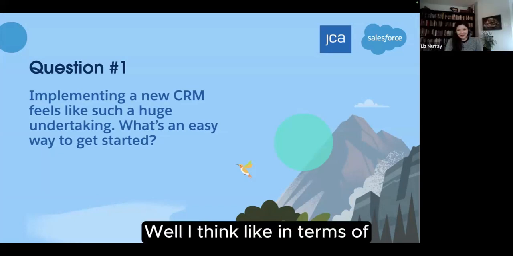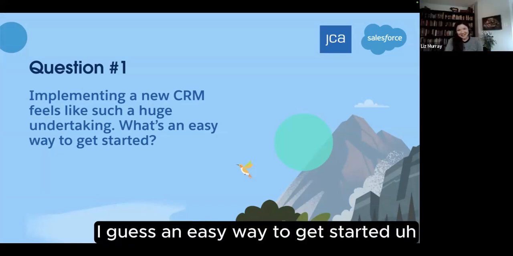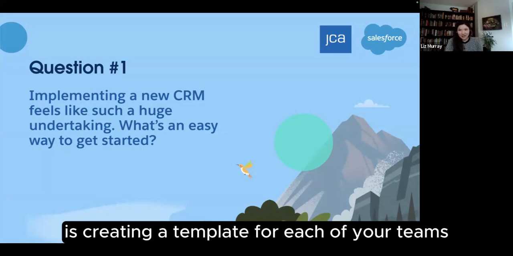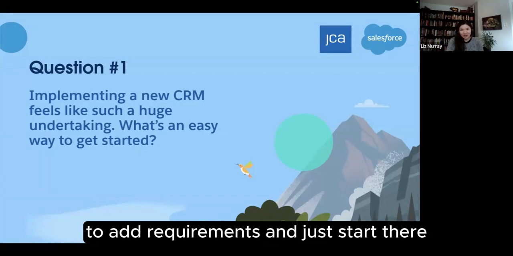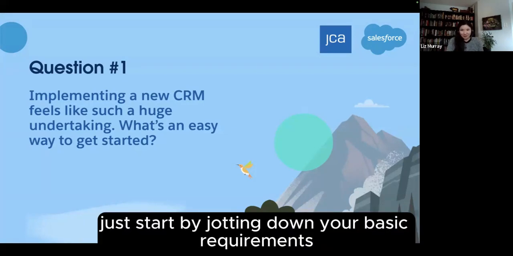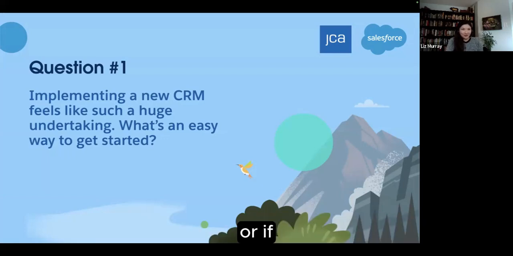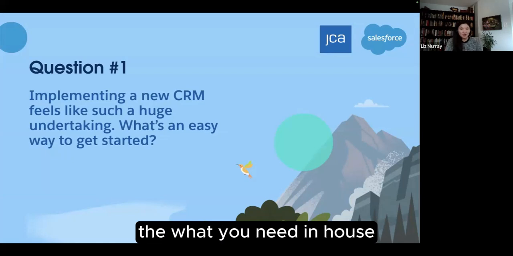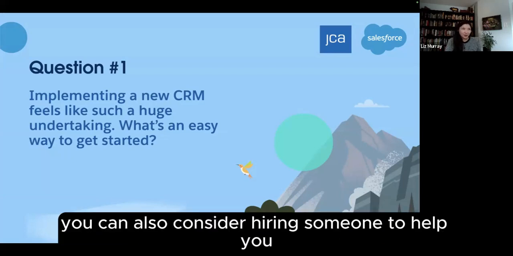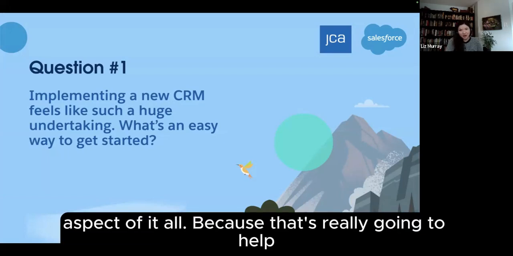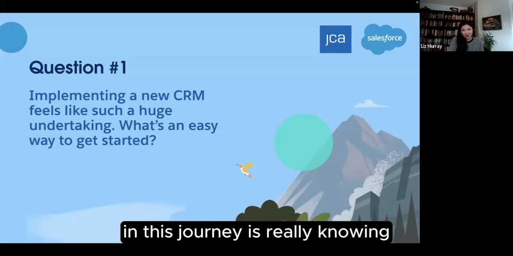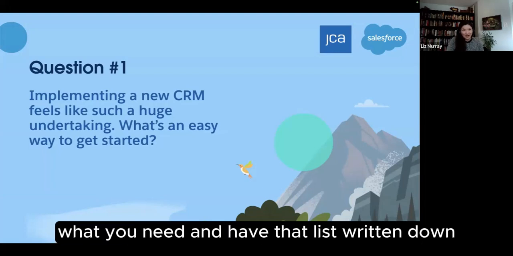Well, I guess an easy way to get started, I would suggest, is creating a template for each of your teams to add requirements and just start there. Just start by jotting down your basic requirements. If you don't have the bandwidth for that, or you need help, or you don't feel like you have what you need in-house, you can also consider hiring someone to help you with that requirements aspect of it all, because that's really going to be the foundation of everything that's yet to come in this journey.